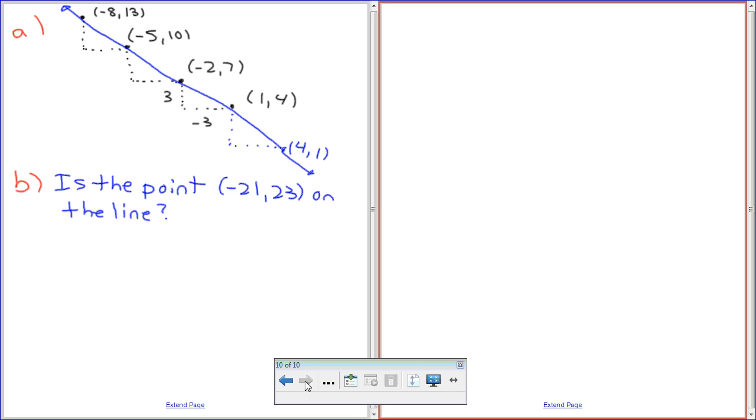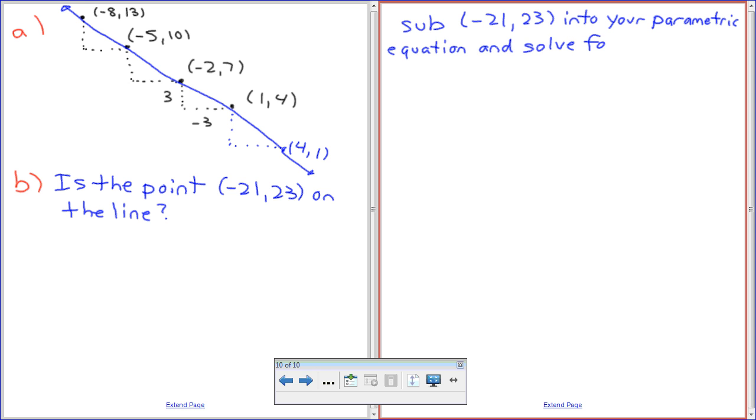Yeah, definitely. Okay, so for how we're going to do this one, what you're going to do is you're going to sub negative 21, 23 into your parametric equation, solve for t. If the t matches, oops, there's my writing. If the t's match, it is on the line.